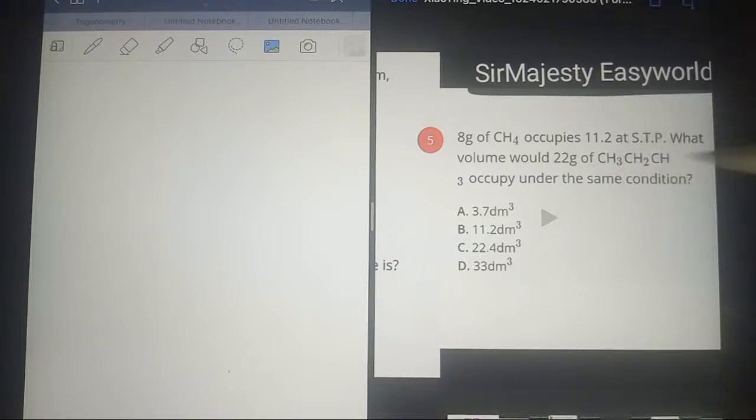And 0.5 will have the same volume. The answer is automatically B. You don't waste your time solving this. It's in the same ratio. 8 over 16 is 0.5. 22 over 44 is 0.5. Therefore, equal moles of gases will have the same volume. So the answer is B, which is still 11.2. So let's go to the next question.